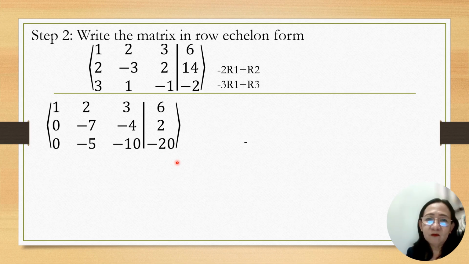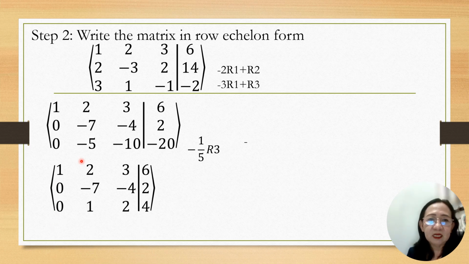So, let us take first the third row. What operation are we going to do? Yes, we have to multiply the third row by negative 1/5. So what will be the result? Let us copy first the first and the second row. 0 times negative 1/5 is 0. Negative 5 times negative 1/5, negative, negative, of course, that is positive 1. Then negative 10 times negative 1/5, that is now positive 2. And negative 20 times negative 1/5 is positive 4.